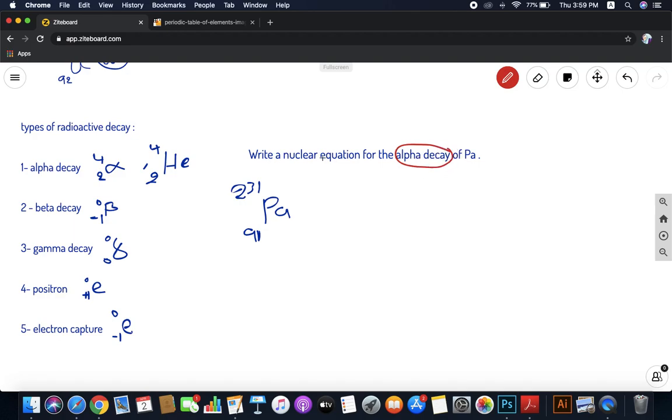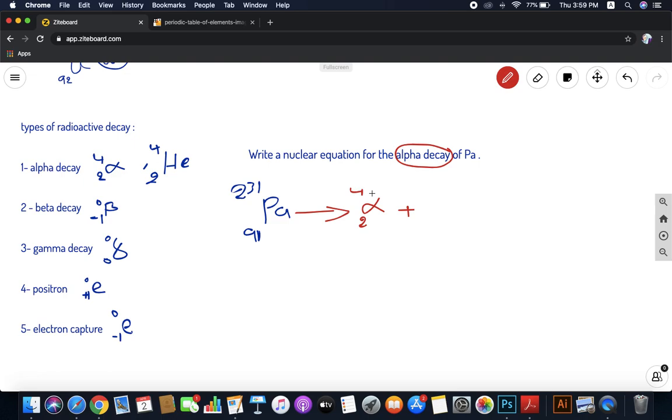So our type here will be alpha decay. Now, alpha is a product, so you cannot write it here. So you will draw an arrow. The reactant is Pa. The first product is alpha. Alpha has 4 and 2. Here you could write He instead of alpha. Now you have another product here.